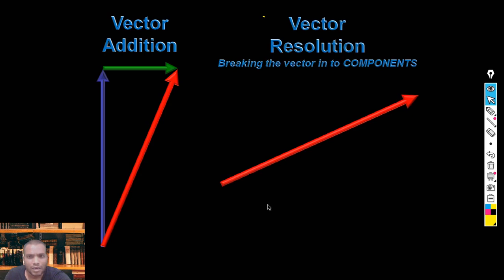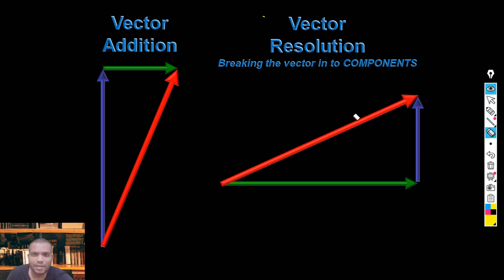Suppose I have this vector, and if I am able to make this vector with two components, then we can say these two are the components of that vector. So in a simple manner, we can say vector resolution is nothing but breaking a vector into components.